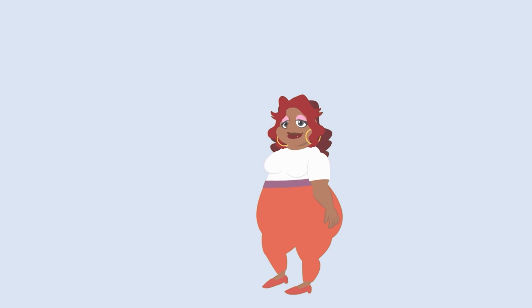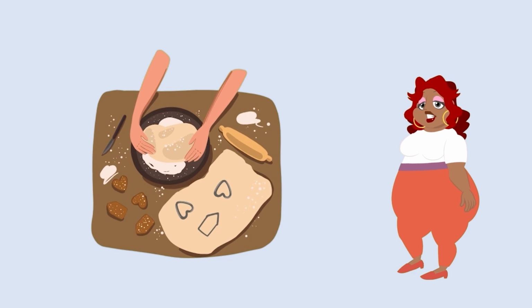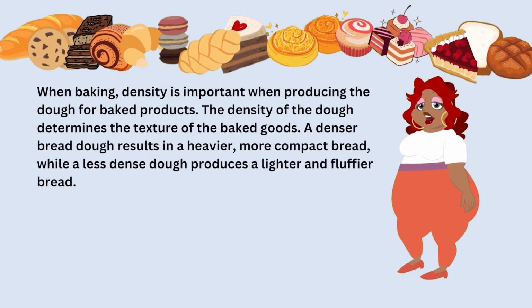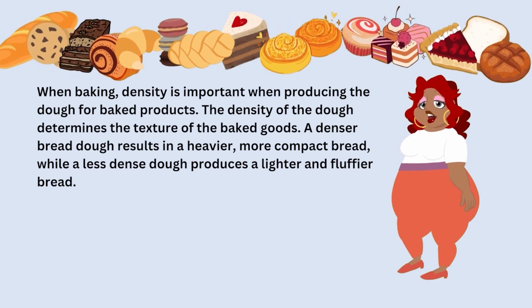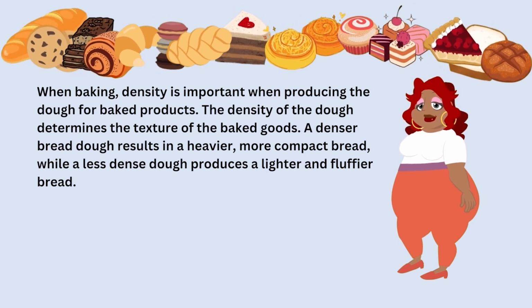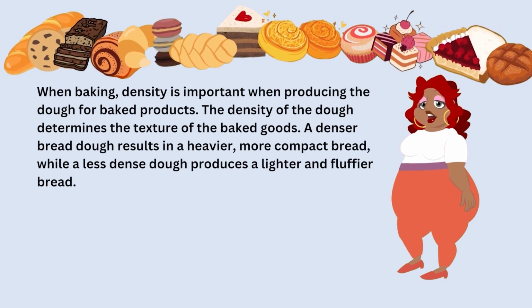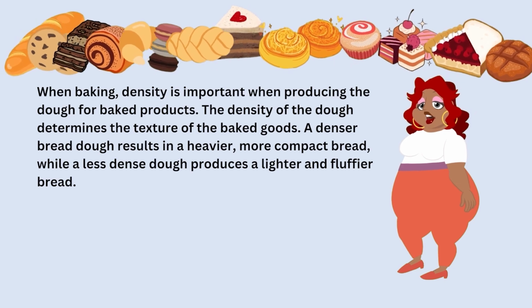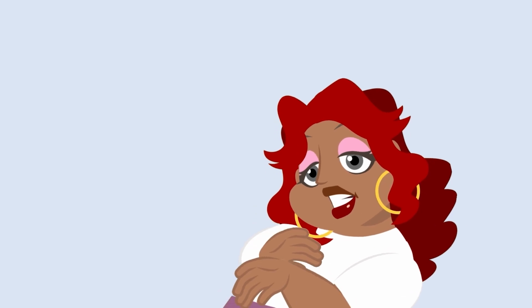Excellent! Our last question states, describe one example that shows the importance of density in our everyday lives. Well, since I cook and bake at home, I'd say when baking, density is important when producing the dough for baked products. The density of the dough determines the texture of the baked goods. A denser bread dough results in a heavier, more compact bread, while a less dense dough produces a lighter and fluffier bread. If you'd ask me, I'd prefer a fluffier bread.